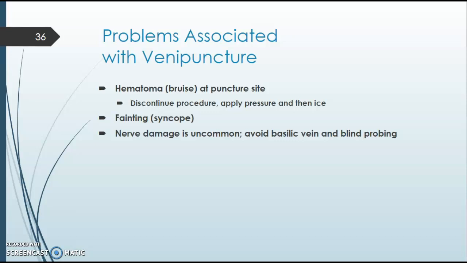Nerve damage is uncommon. Again, with the basilic vein being so close to the ulnar nerve, we need to be extra careful. So we try to avoid the basilic vein and blind probing. Blind probing is taking the needle, not knowing where you're going, and just going in for the draw or moving the needle around. We always want to stay away from that, as there's a higher risk to a nerve.